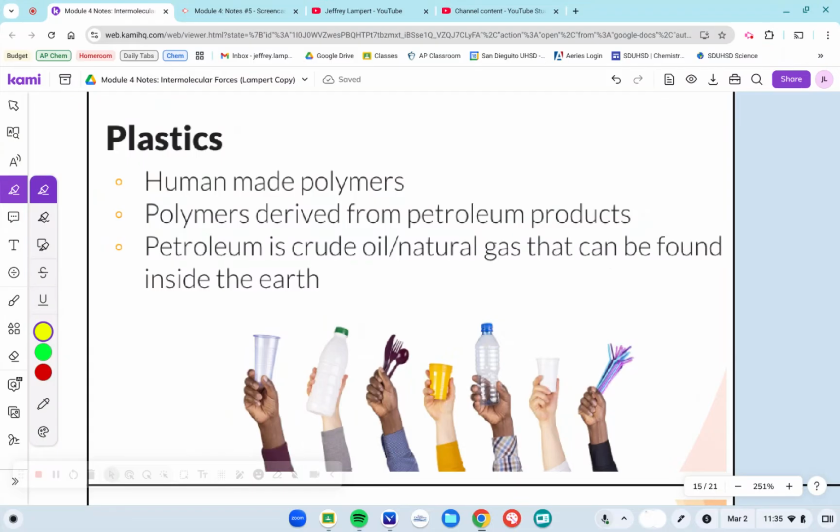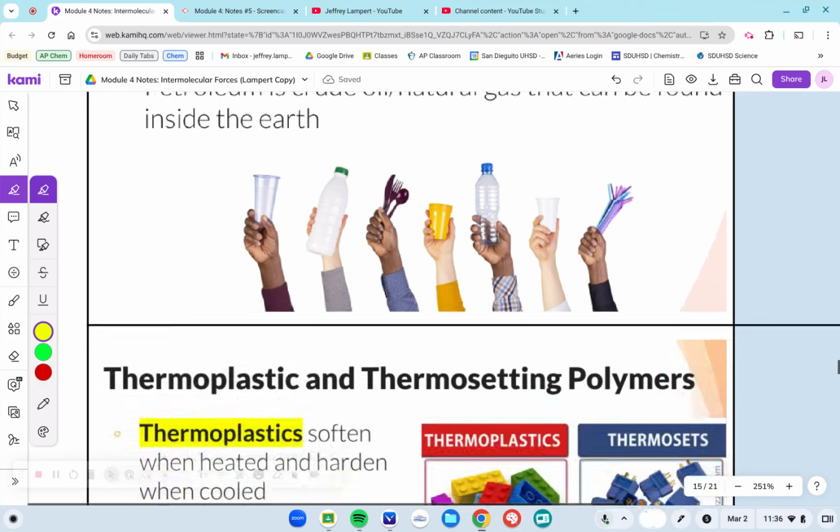Now, polymers are typically derived from petroleum products for plastics, and petroleum is just a crude oil that can be found inside the earth, right? So when we dig and you see oil being dug out of the ground, or fossil fuels, that is petroleum. Now, we can take different parts of that petroleum to make different things. One of the things that we can make is plastics, right? We can take them and make different polymers.